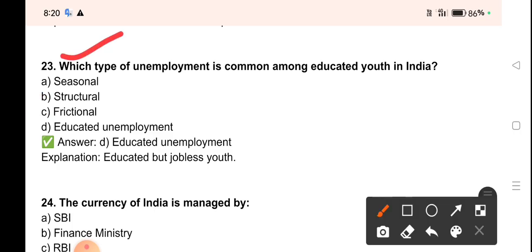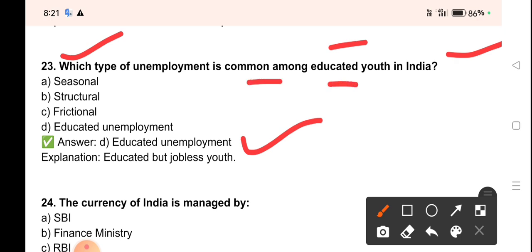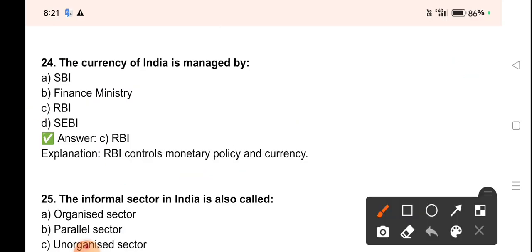Which type of unemployment is common among educated youth in India? Educated unemployment. Educated unemployment is common among educated youth in India. Educated but jobless youth. The currency of India is managed by RBI.